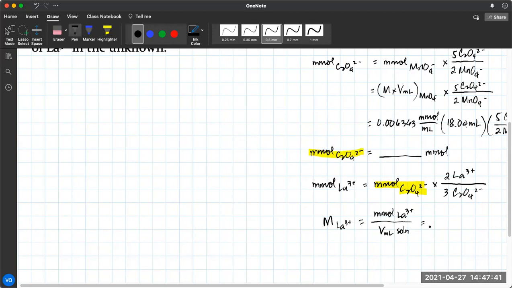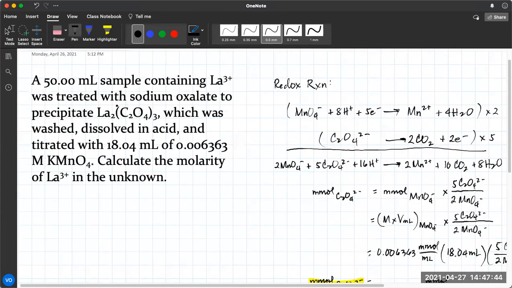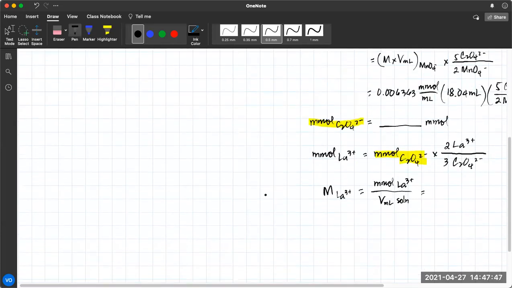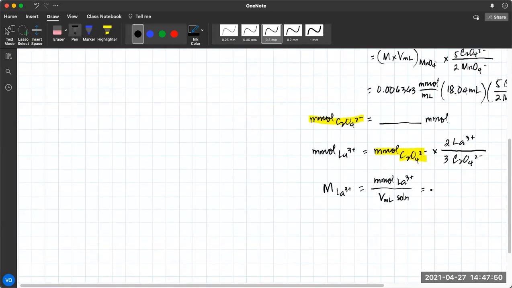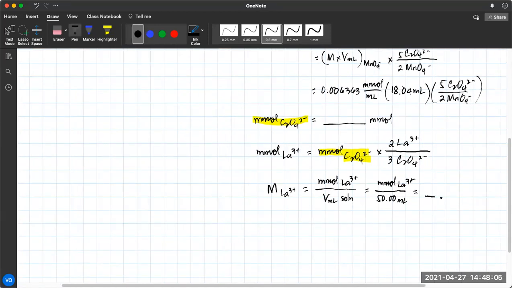Okay. So we know the volume is 50 mL. So this is millimoles of lanthanum ion over 50 mL, and that will be so much in millimoles per milliliter. Again, the millimoles of lanthanum will be used here.